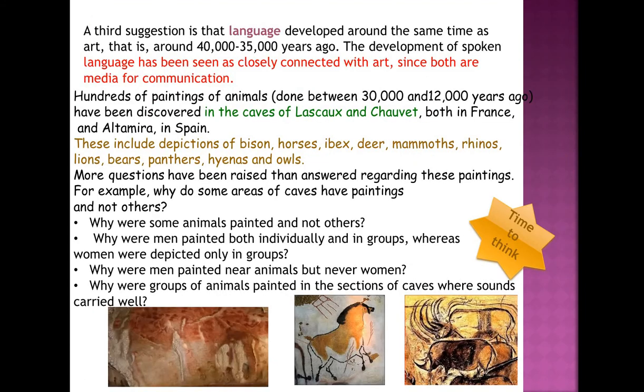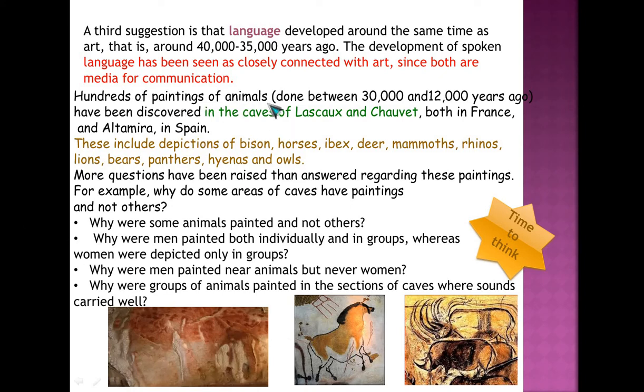Now, another suggestion which the scholars have tried to say is that language developed around the same time as art, because art is also a form of language, right? It also communicates, that is 40 to 35,000 years back. And language is closely associated or connected with art, since both are mediums for communication, right? And whatever they felt, whatever they saw, everything was depicted on the walls, and it is so beautiful the way they chose colors and painted it and completed it.